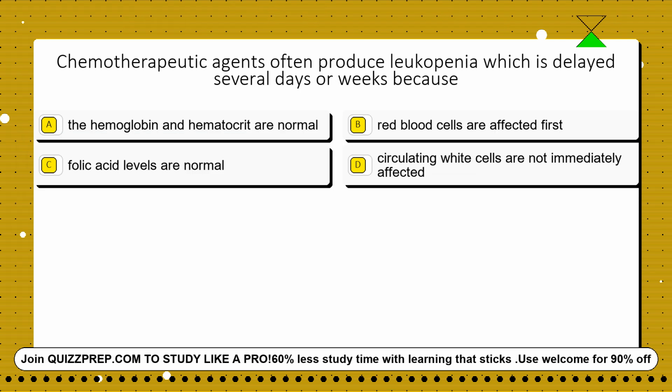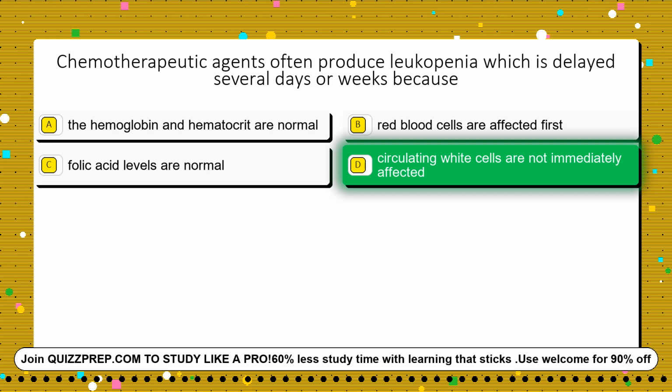Question 37. Chemotherapeutic agents often produce leukopenia, which is delayed several days or weeks because: Option A. The hemoglobin and hematocrit are normal. Option B. Red blood cells are affected first. Option C. Folic acid levels are normal. Option D. Circulating white cells are not immediately affected.